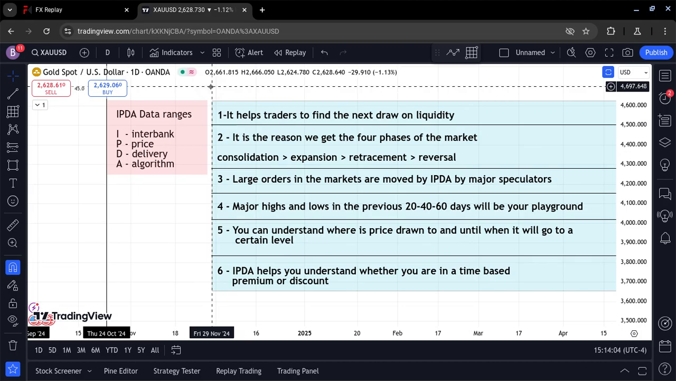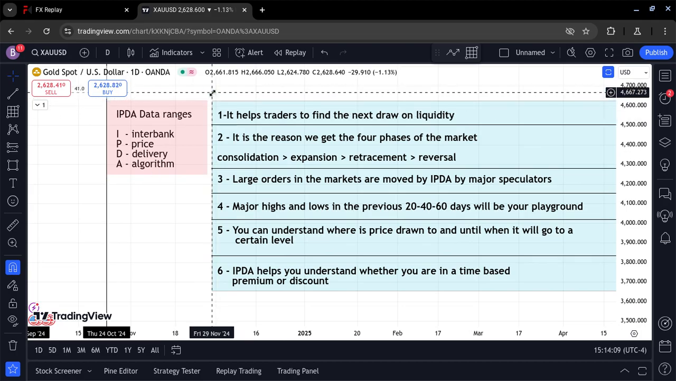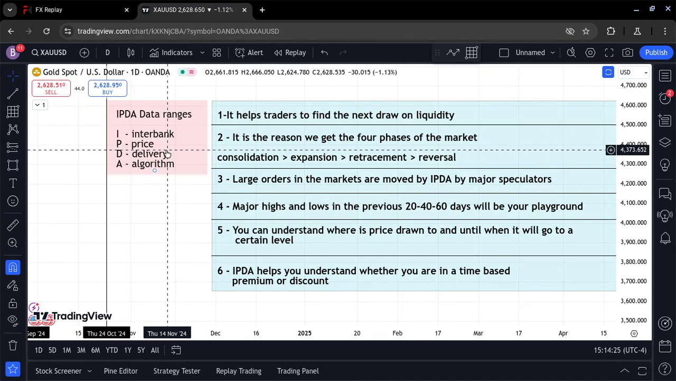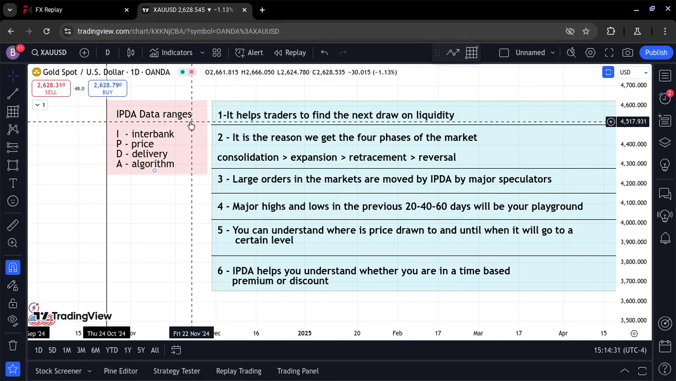In this video, I'll just simplify the whole concept of IPDA data ranges for you guys. And in my small little community of Telegram, this is for you people, first and foremost, and for the rest of the YouTube and whoever wants to join me later on. What is IPDA data ranges? What does it stand for, and what are the pros of IPDA data ranges?